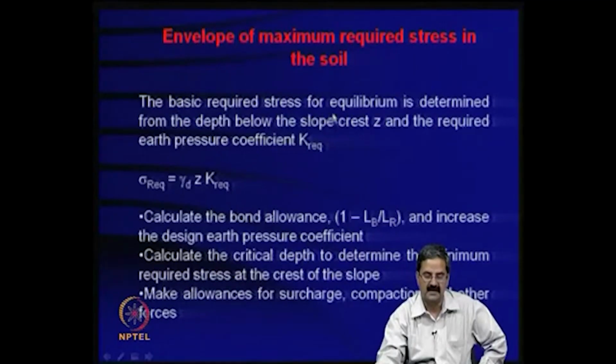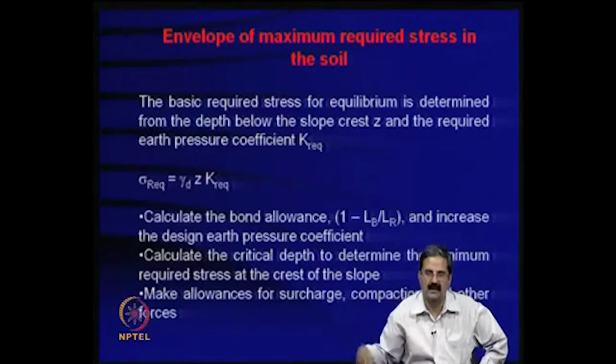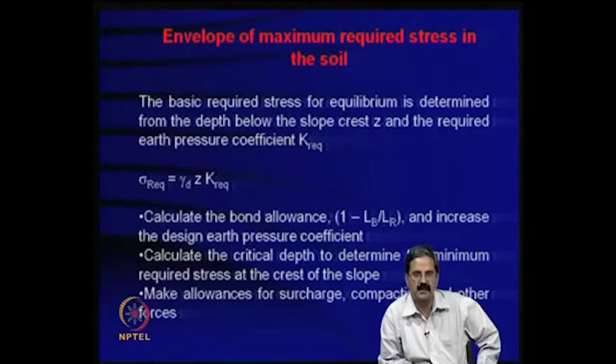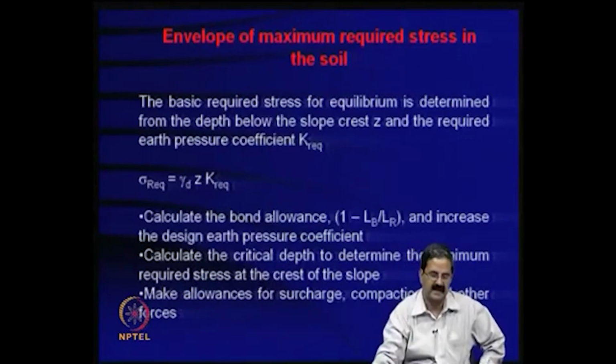The basic required stress for equilibrium is determined from the depth z, and we know that it is of the Ka gamma h type, where sigma required equals gamma d into z into K required. Here d denotes design. As I just mentioned, you may have a number of density values from the backfill, and you should choose some number which is the basis for design. That we say is gamma d. Then z is any depth and K is the required coefficient. So at any depth the required stress is gamma d into z into K required.